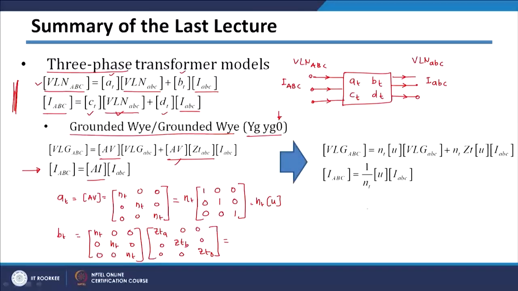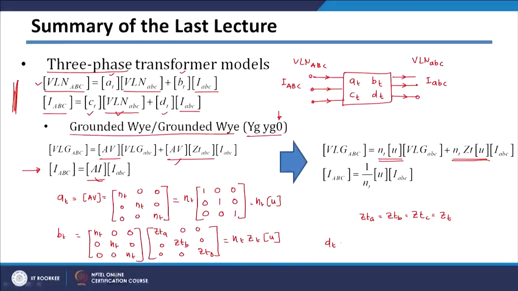Now, if I consider ZTA equal to ZTB equal to ZTC equal to ZT, in that case I can take this ZT common out. So we can write it like this: NT multiplied by ZT into the unity matrix. In this case you can see that the A parameter can be converted into NT multiplied by U, and the B parameter into NT multiplied by ZT multiplied by U, where ZTA, ZTB, ZTC are the leakage impedances of the transformer. They are generally the same in case of a 3-phase transformer. They may be different in case of 3 different transformers if you are connecting them in grounded Y fashion.